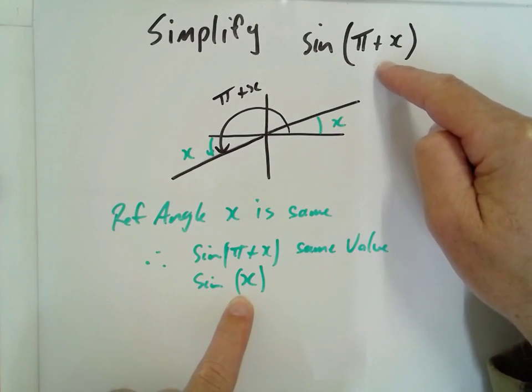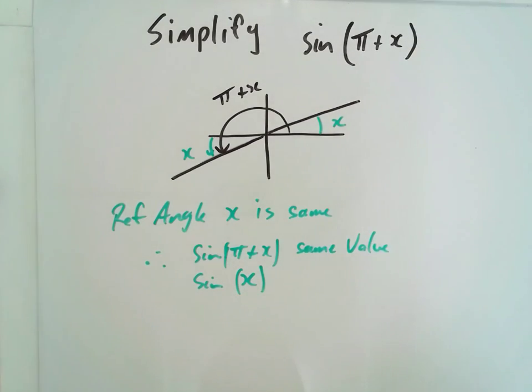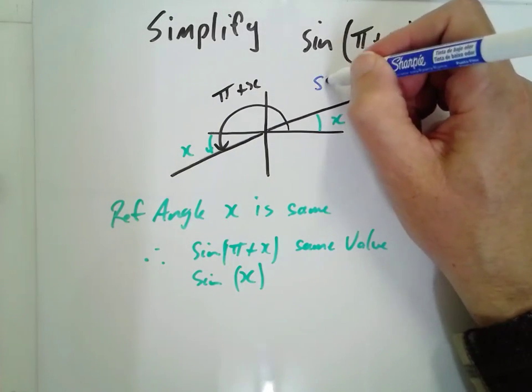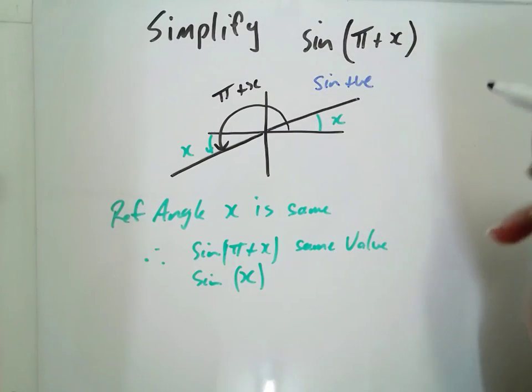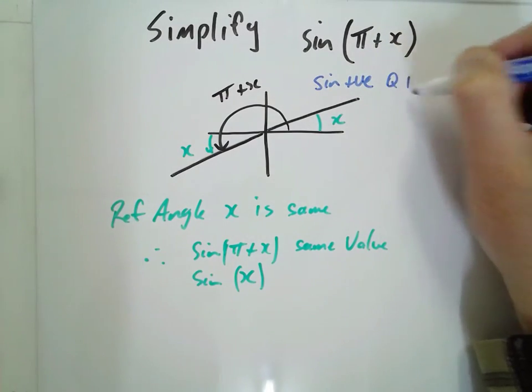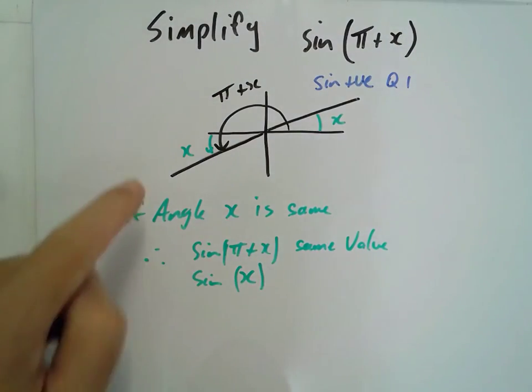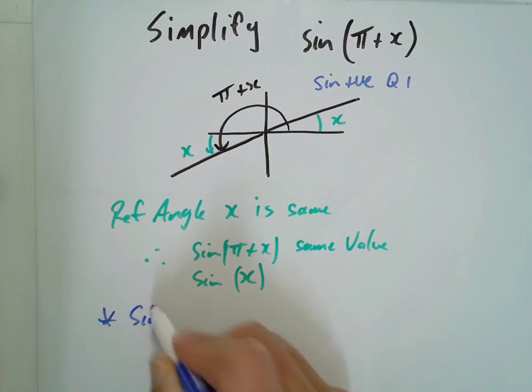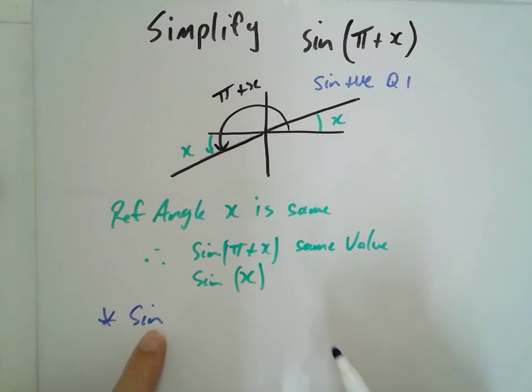So all of a sudden we know that sine pi plus x and sine x have the same number attributed to them, the same ratio, but what we don't know is whether it's positive or negative. So we can say up here that sine is positive in quadrant 1. And I'm going to put a little star here because we want to justify what we're doing.